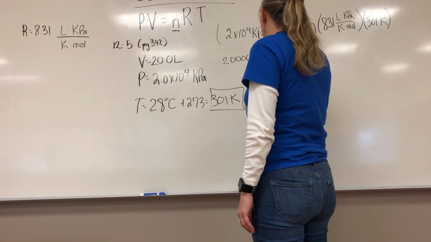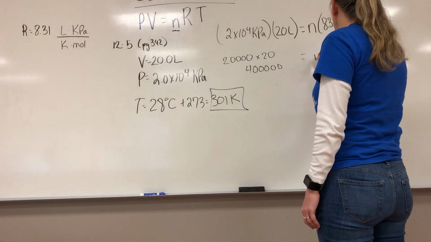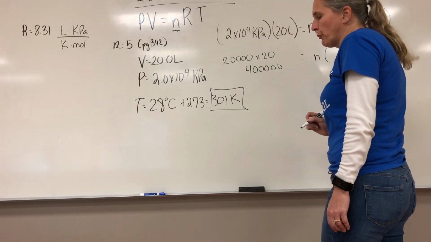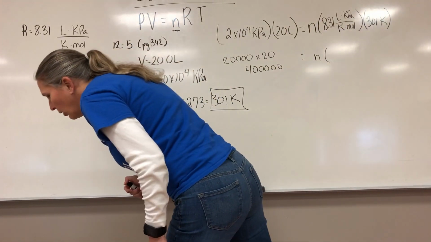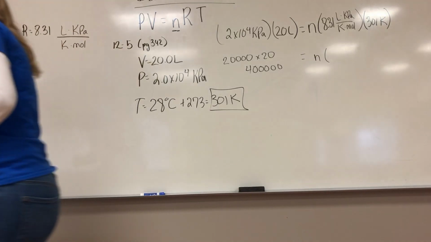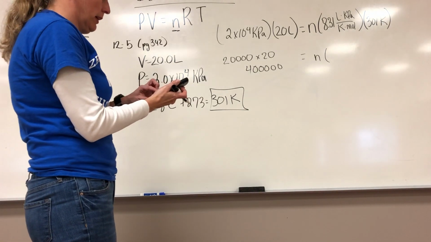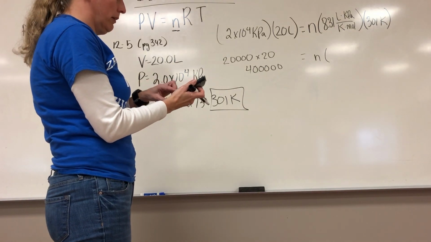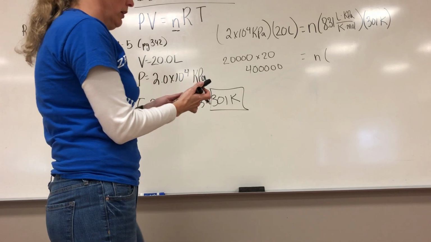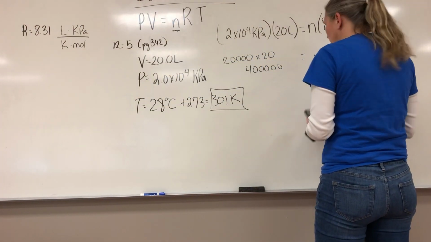Wow, that's a lot of zeros. Okay, you get that, and then you get N times 8.31 divided by T. Oh, they didn't work it out for me. That is so not nice. I don't think I have a calculator. Okay, so 8.31 times 301 is 2501. Ooh, that's ugly.